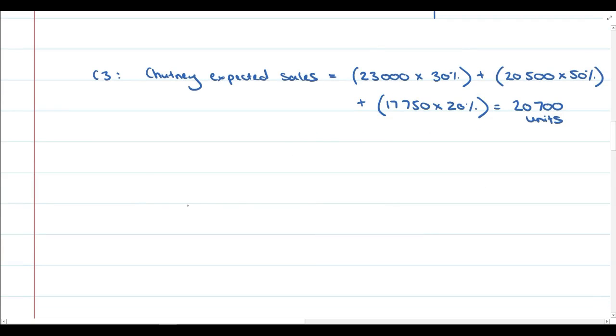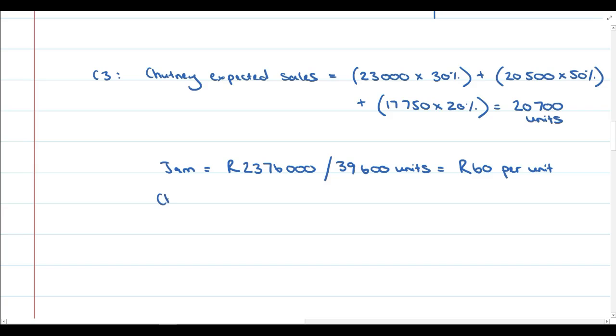So we can then calculate the selling price per unit for each of the products. For jam, just take the total budgeted sales value and divide by 39,600 units. So the budgeted selling price per unit is 60 Rand. And do exactly the same thing for chutney. Right, and that gives us 40 Rand per unit.